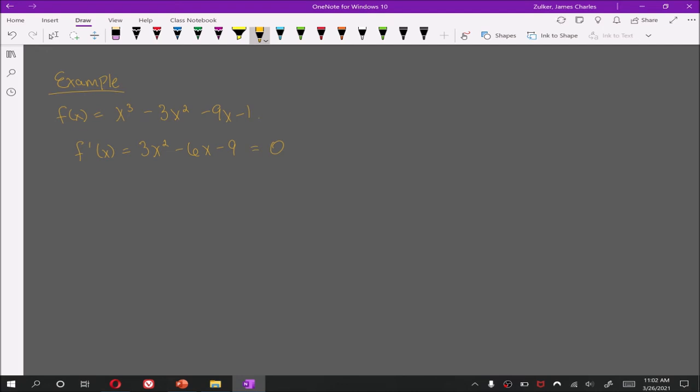Well, f prime is defined everywhere, so just set it equal to 0. We can divide by 3 to get x squared minus 2x minus 3 is equal to 0, which can factor. x plus 1 times x minus 3. So we get two critical numbers, x equals negative 1 and x equals positive 3.